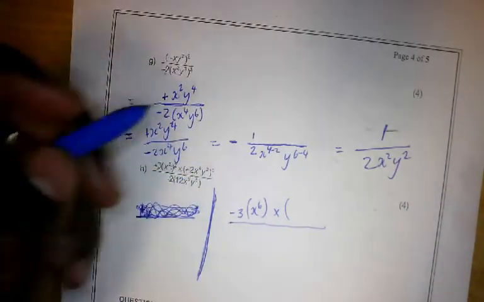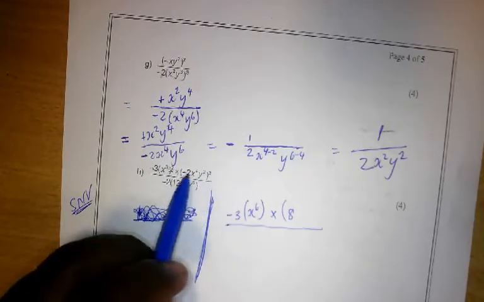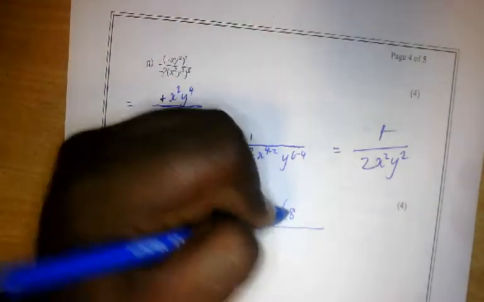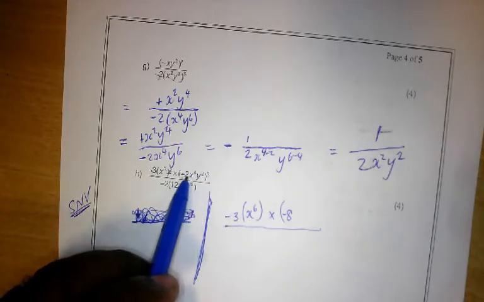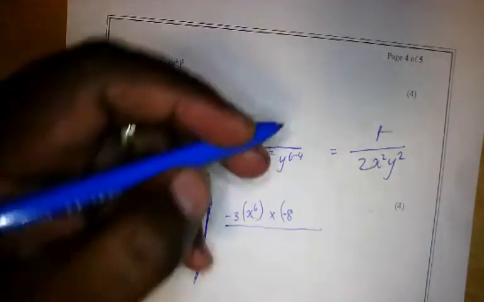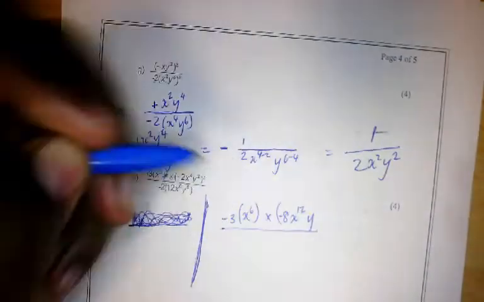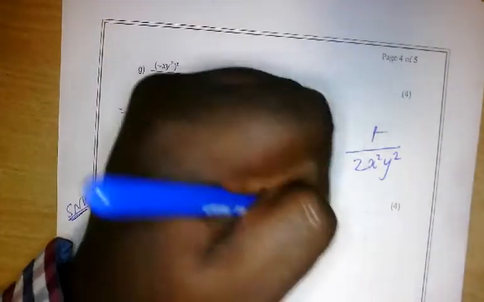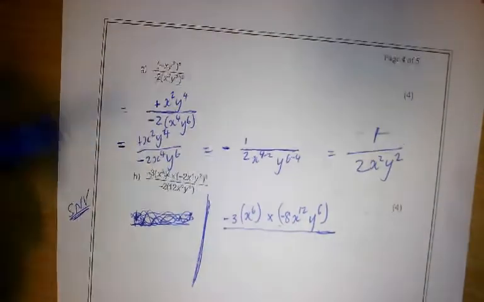So I'm going to have negative 8 there. 2 to the power 3, okay? That's how I get 8. And it's negative because this negative to the power 3, that's an odd number, that's going to be a negative. And then 8, and then it's going to be x to the power 4 times 3, x to the power 12. And then I'm going to have y to the power 2 times 3, 6. Okay? That's my numerator. My numerator is done.